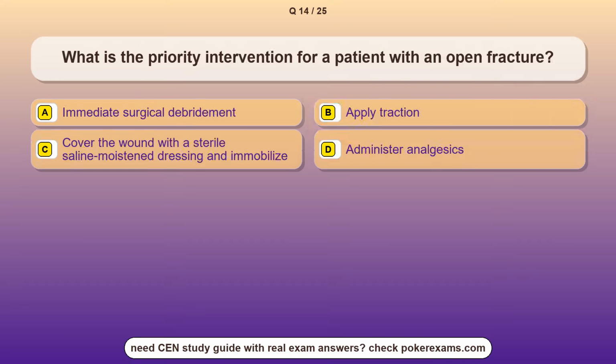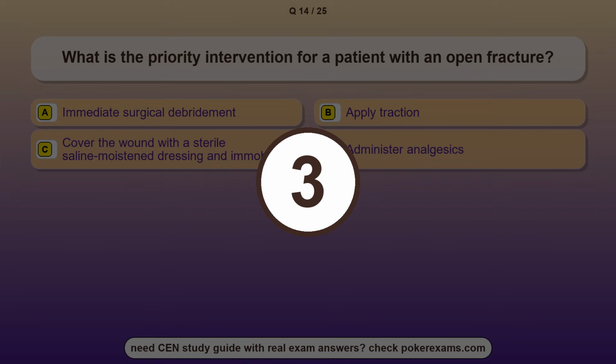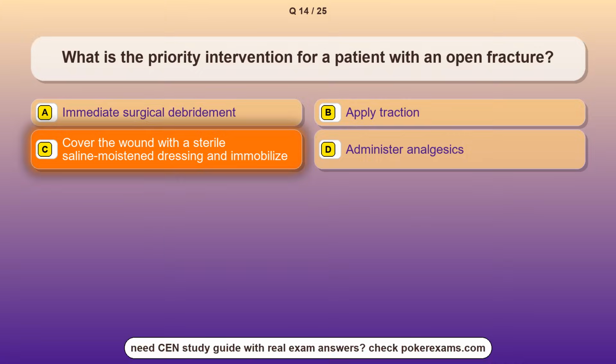Question 14. What is the priority intervention for a patient with an open fracture? Option A, immediate surgical debridement. Option B, apply traction. Option C, cover the wound with a sterile saline-moistened dressing and immobilize. Option D, administer analgesics. The correct answer is option C, cover the wound with a sterile saline-moistened dressing and immobilize.